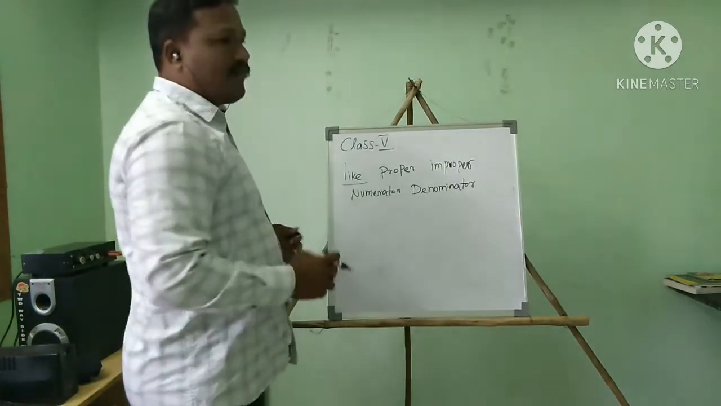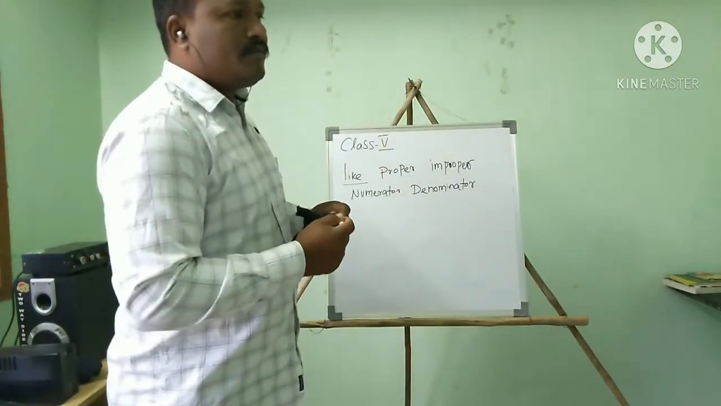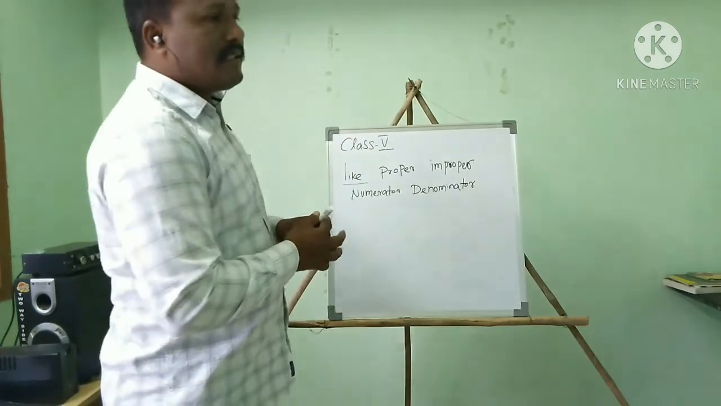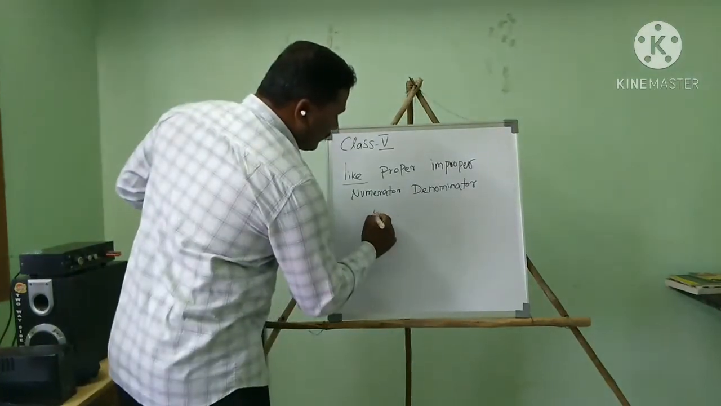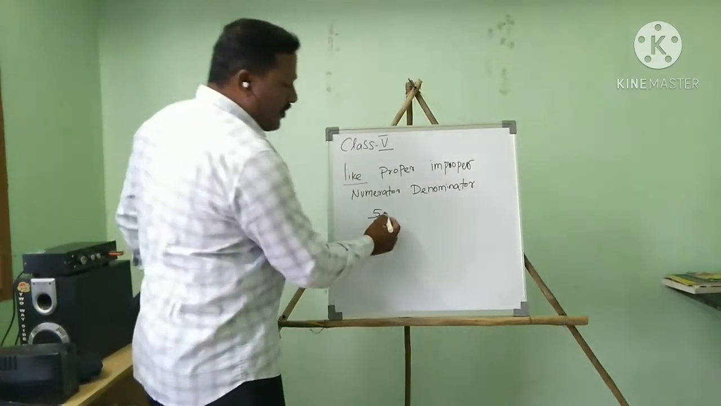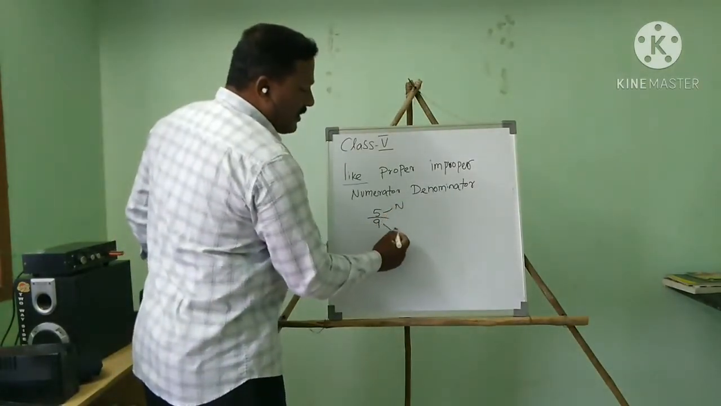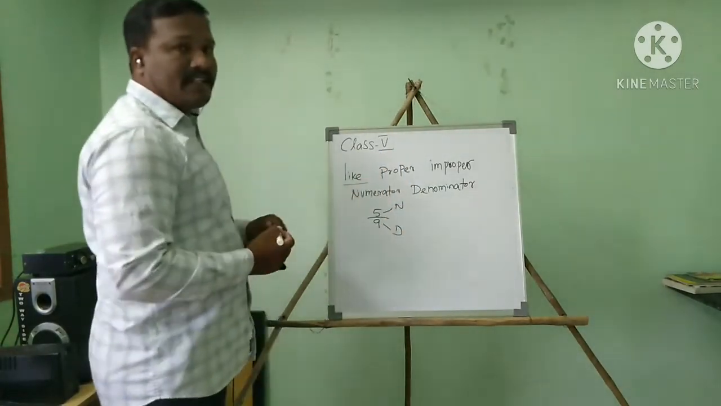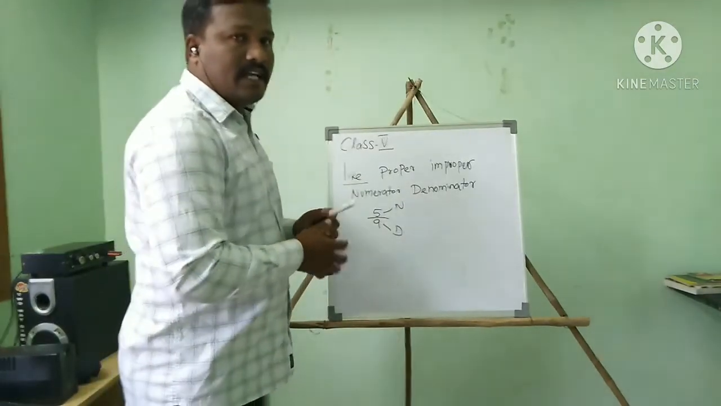Then the fourth one: 5 upon 9. We call 5 the numerator and 9 the denominator. This is the answer.